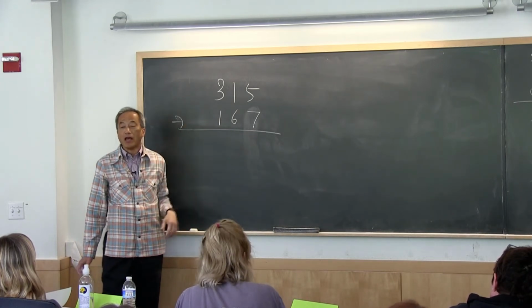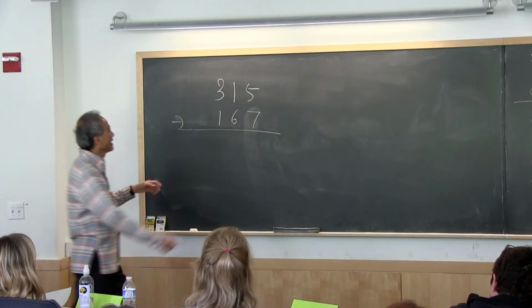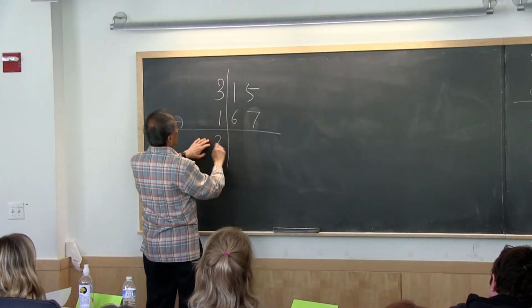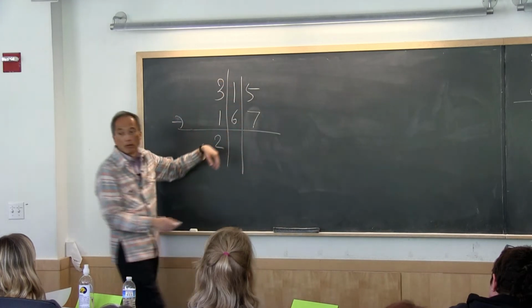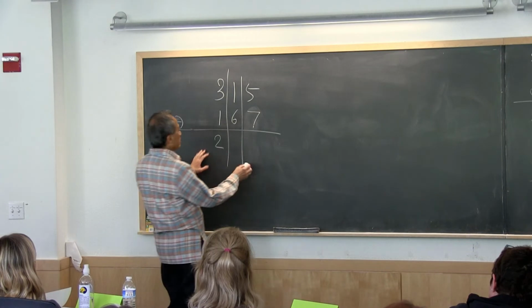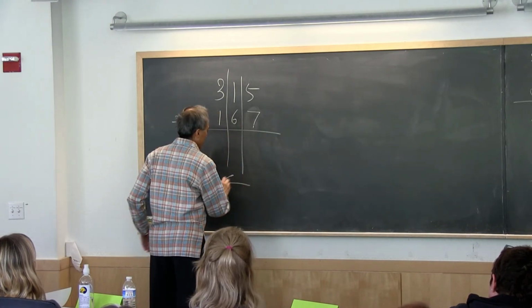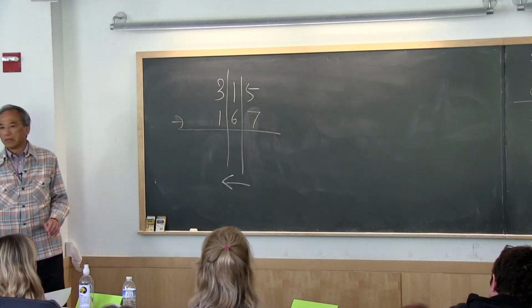Left to right. But when you do the algorithm, we don't say, what is this? 2. What is this? Oh, let's go back. We don't do that. Instead, the algorithm, by definition, is from right to left.